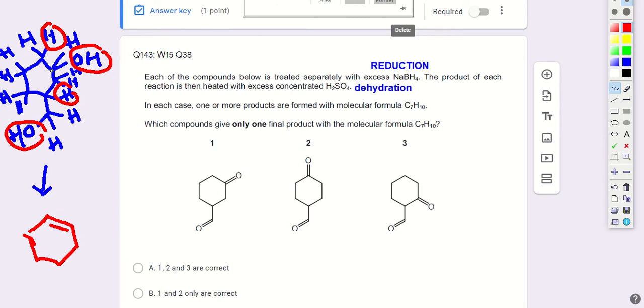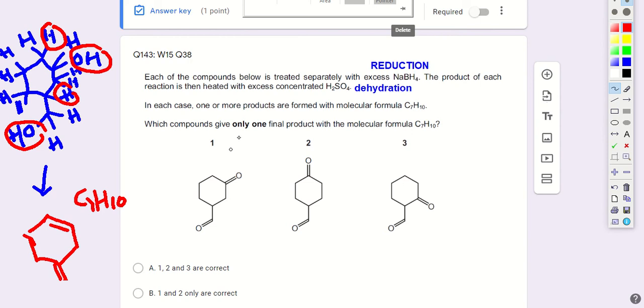A double bond between this carbon and this carbon. An alkene here. Let's check the molecular formula. 1, 2, 3, 4, 5, 6, 7 carbons, C7. Hydrogen: 1, 2, 3, 4, 5, 6, 7, 8, 9, 10. So yes, this is C7H10.